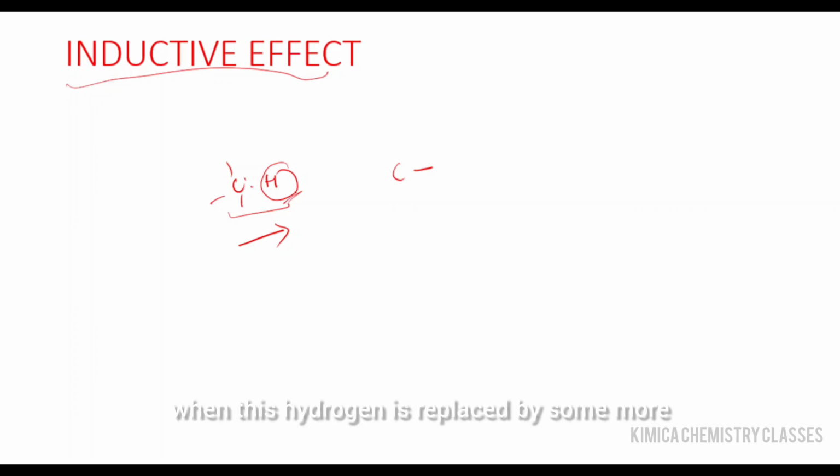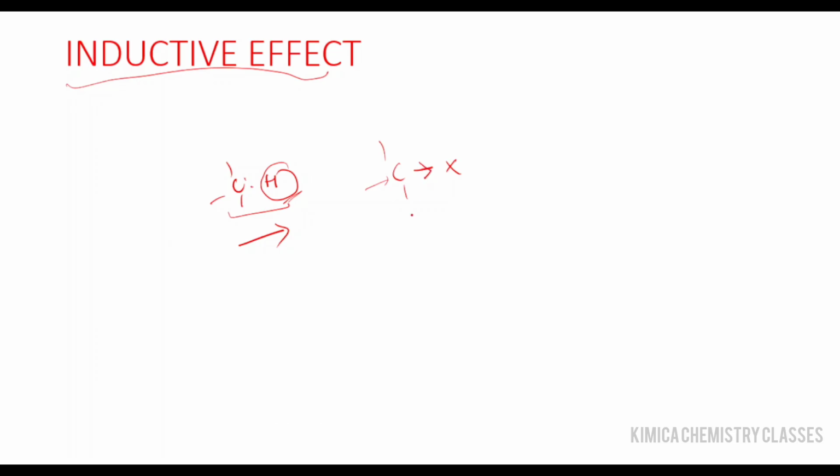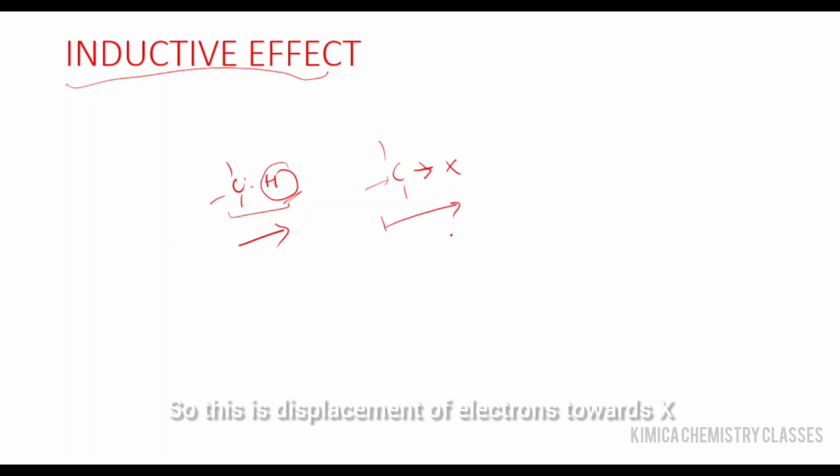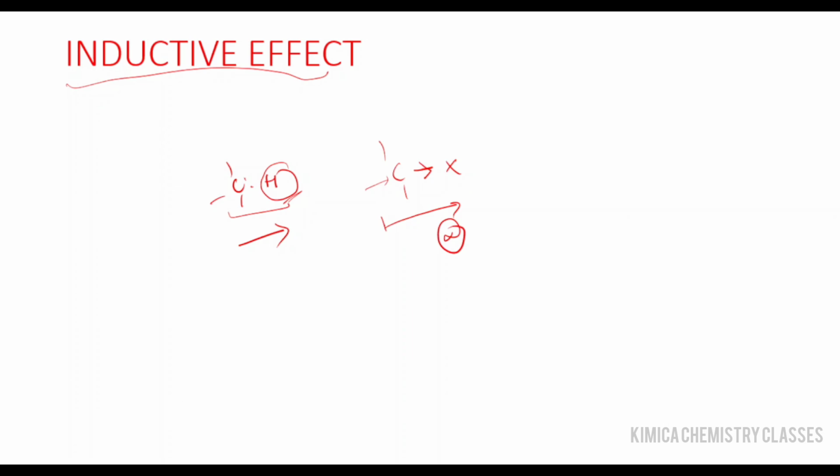When this hydrogen is replaced by some more electronegative atom like X, then this is shown by this arrow towards X. So this is displacement of electrons towards X. As a result of the displacement, the covalent bond acquires some polar character.